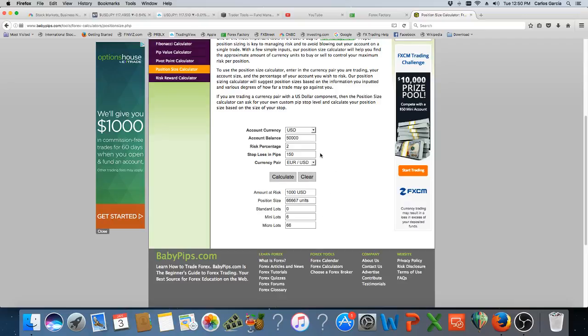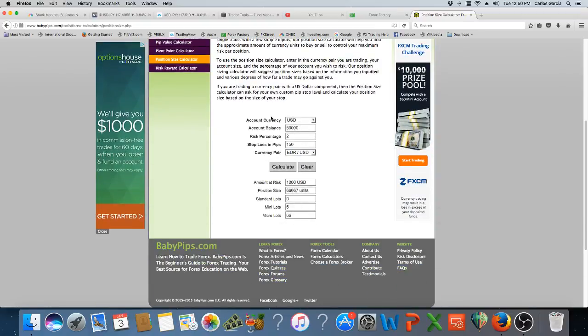I want you to really use these kinds of calculators, these lot calculators, position size calculators. Always put 2 to 4%. An example, 4%: if you go back to a $1,000 account balance as an example, 4%, then you use 2,667 units, and if you hit a 150 pip stop loss, you only lose $40 of your $1,000 balance.